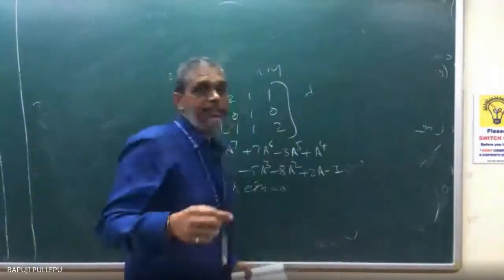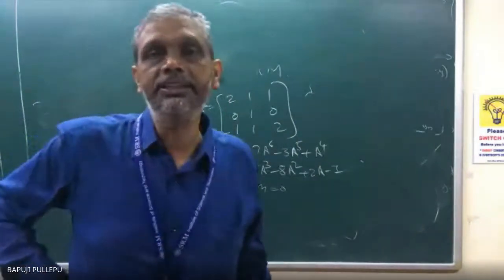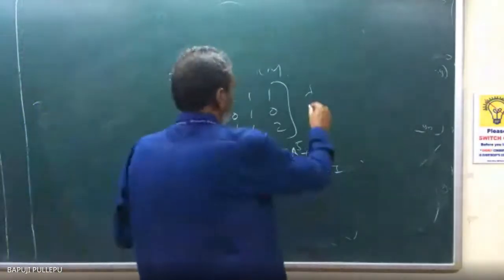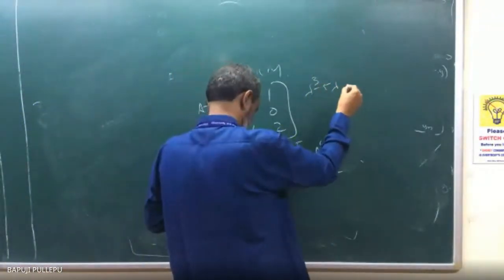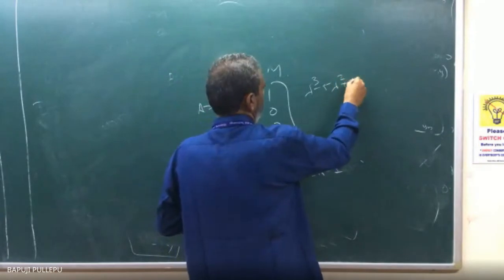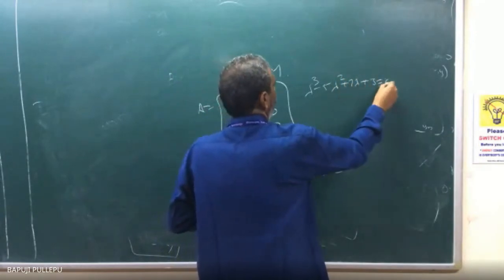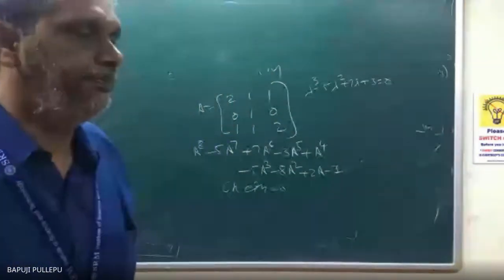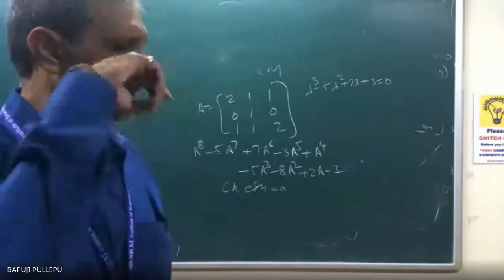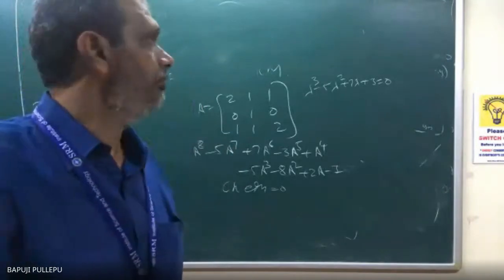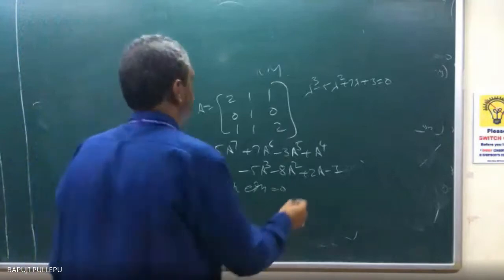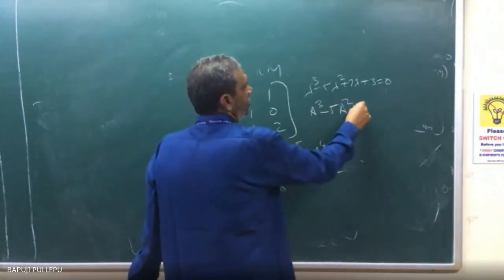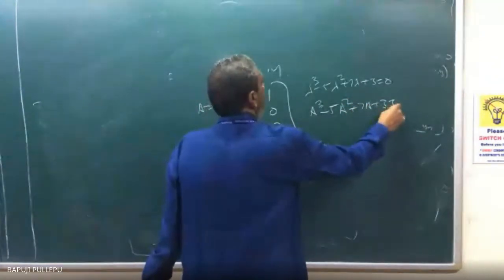So I'm skipping the steps. You can write the characteristic equation |A minus lambda I| is equal to 0. Then you will get the equation, so lambda cube... Now write by Cayley-Hamilton theorem, what you will get? A cube minus 5A square plus 7A plus 3I is equal to 0.